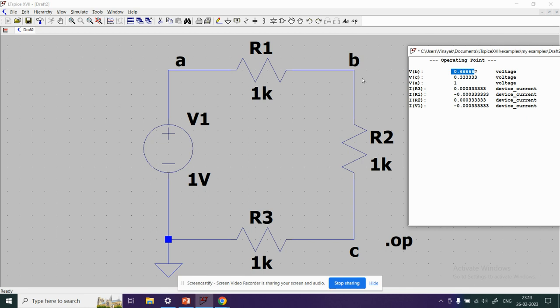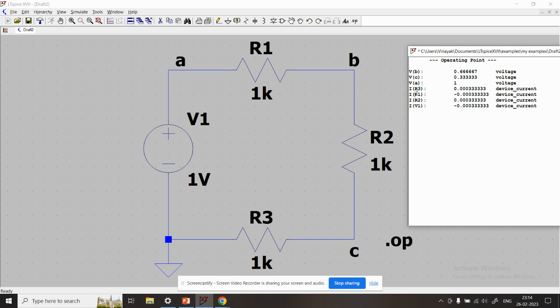So it is understood that the voltage at node B, remember, is not the voltage drop across resistor R2. The voltage drop across R2 will be the difference between the node voltages at B and C. Okay, so the voltage at node C is 0.33 right over here, and VB minus VC would be 0.66 minus 0.33, which is what we calculated, 0.33 volts or 330 millivolts. Voltage at node A is calculated at 1 volt, which is obvious, which is the voltage source of 1 volt we have connected.